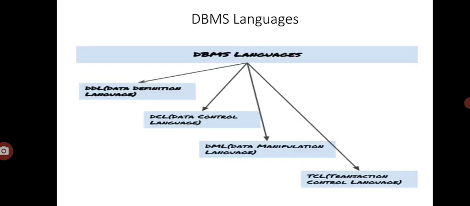DBMS languages are further divided into several categories. The first one is Data Definition Language, also called DDL. The second one is DCL, Data Control Language. The third one is Data Manipulation Language, also called DML. And the fourth one is TCL, Transaction Control Language.